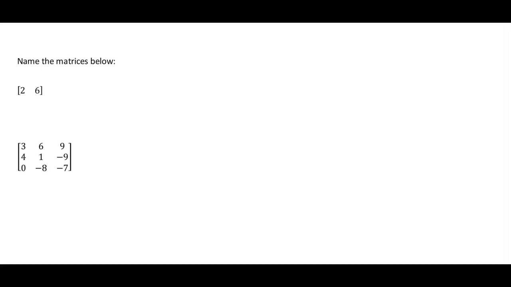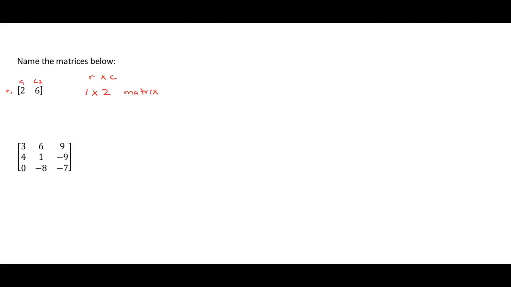Now let's look at the matrices below. First of all, we want to ask ourselves, how many rows does the matrix have and how many columns does it have as well? So let's look at number of rows. We have 1 row, so we just have row 1, but we have column 1, column 2. So we name it row by column. So we have 1 row by 2 columns.